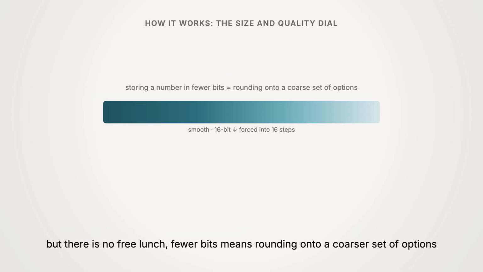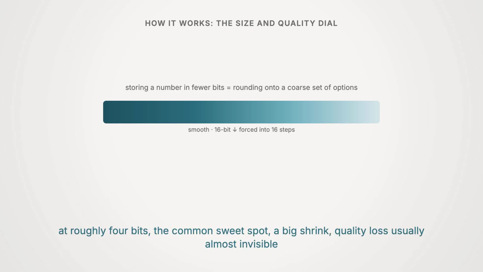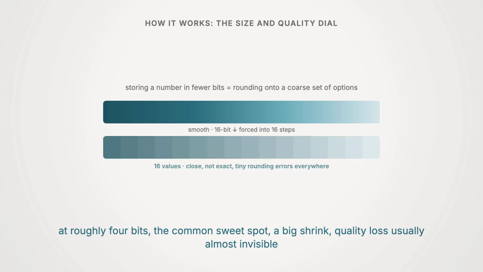But there is no free lunch. When you store a number in fewer bits, you have to round it onto a coarser set of options. At 4 bits, every weight has only 16 possible values to land on. Picture a smooth color gradient forced into just 16 steps, close to the original but not exact, and those tiny rounding errors are sprinkled across billions of weights.